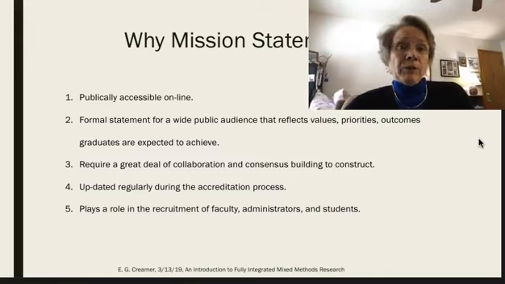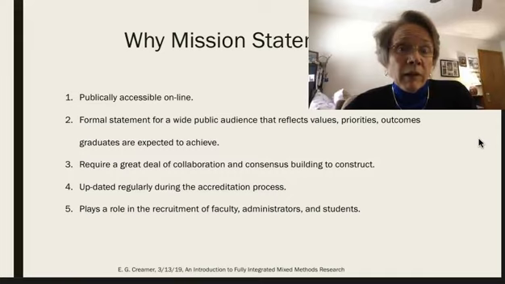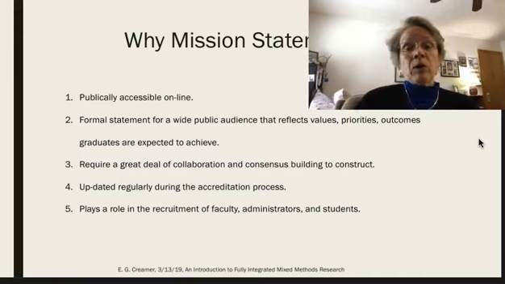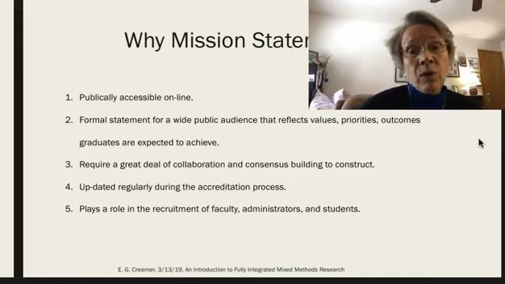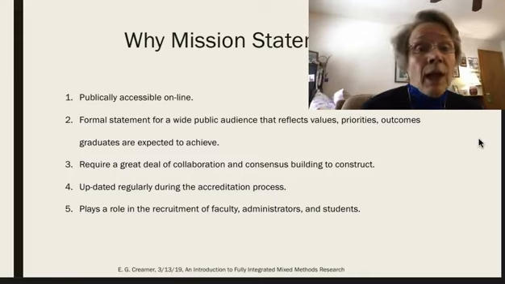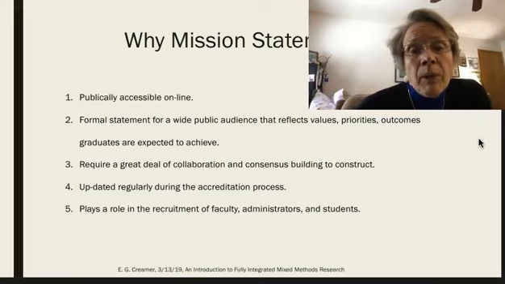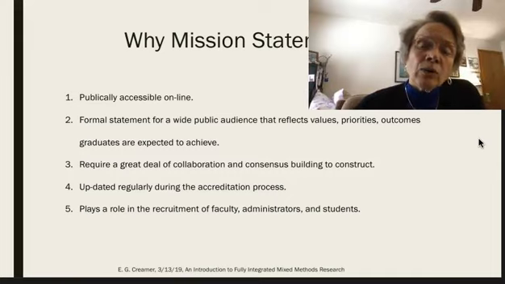So mission statements for departments, for colleges, for universities are public statements. They're readily available online. They're readily extractable and importable into qualitative software such as NVivo and MaxQDA and Dedoose. And mission statements are really a formal, public, visible statement of the avowed goals, purposes, and values of a unit.